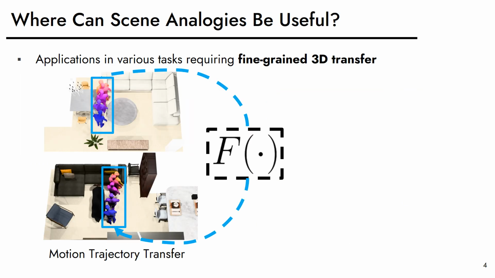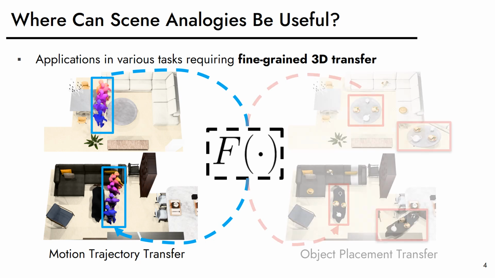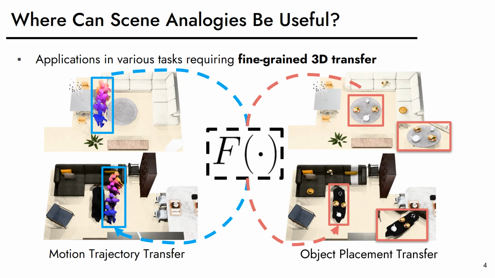From a practical perspective, scene analogies can be useful for applications in various tasks requiring fine-grained 3D transfer. First, one can transfer trajectories of a humanoid agent while preserving the contextual information, which will aid in imitation learning or robotics applications. Second, one can transfer object placements between scenes, which enables AR/VR users in different spaces to virtually interact with each other.